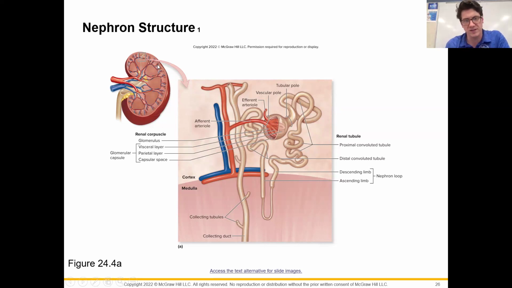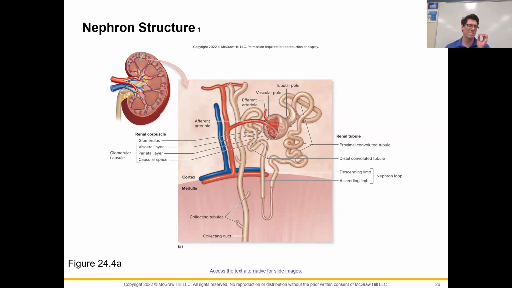Once we get that blood up here into the renal cortex, we're going to then have that blood enter what we call our afferent arterioles. So here that blood's going to come in, and then it's going to enter this weird set of structures up here. This strange set of structures right here is actually called the nephron. This is our functional unit within the kidney. Now, each kidney is going to have millions of these, okay?